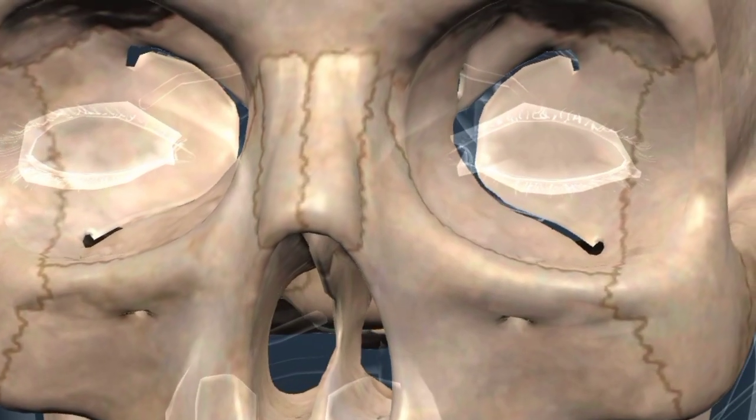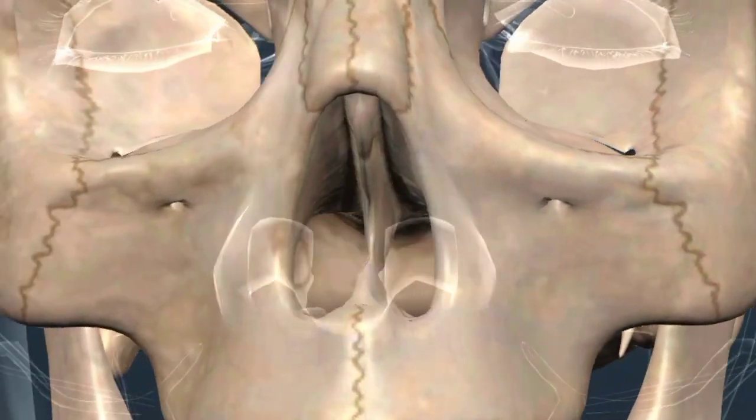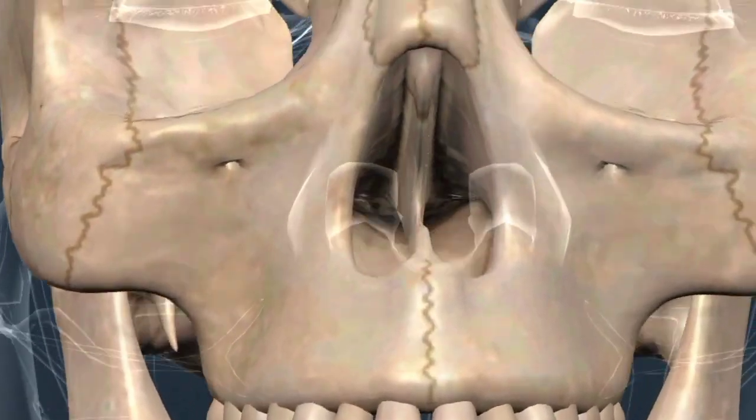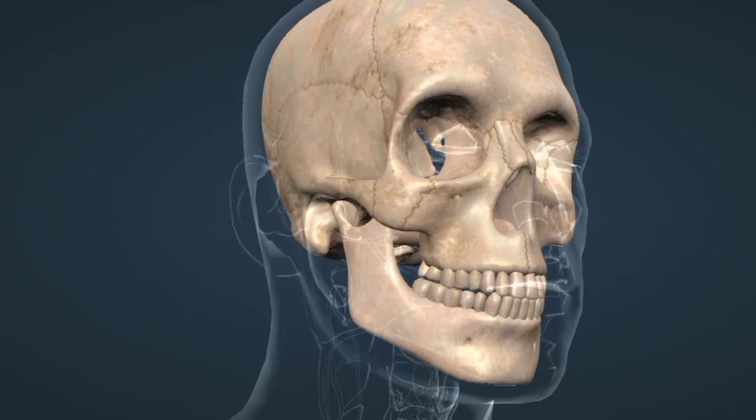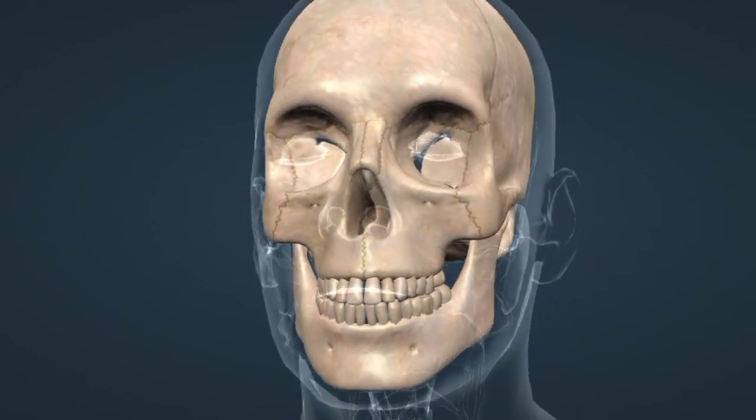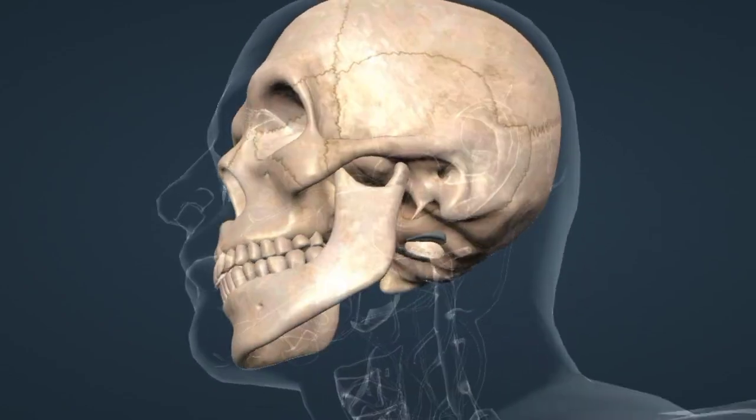Ethmoid bone forms part of the nasal cavity, eye orbits, and nasal septum. This bone supports the nasal structure and houses olfactory, smell, nerve receptors.